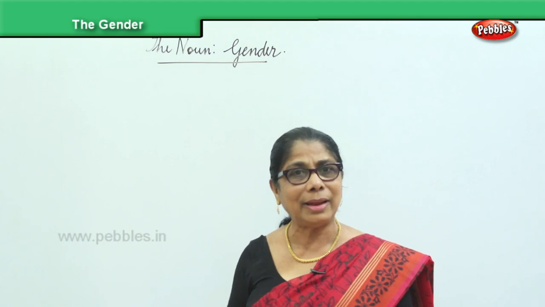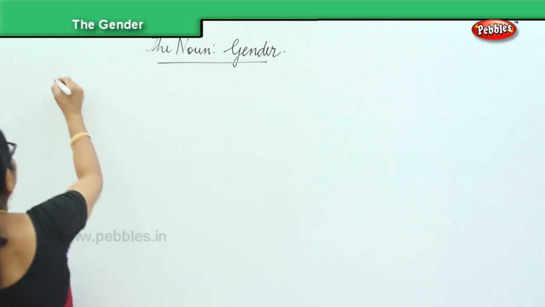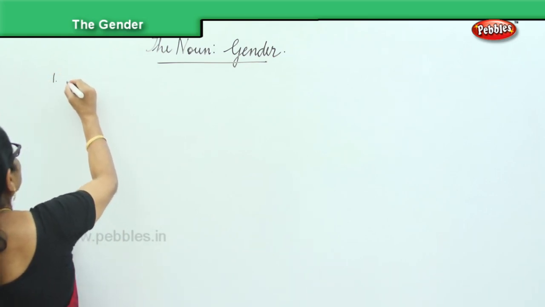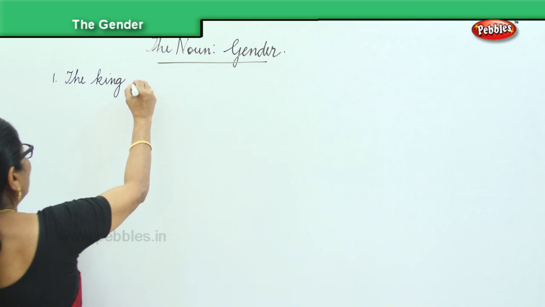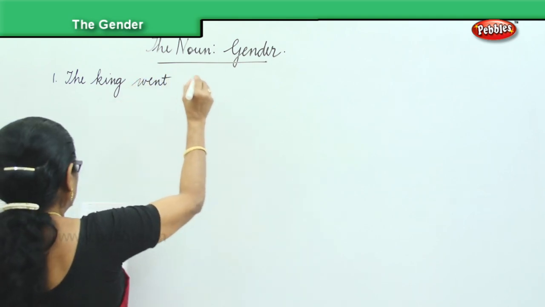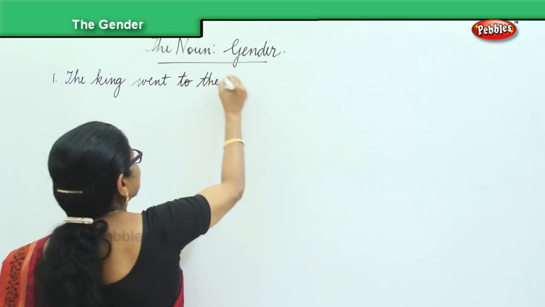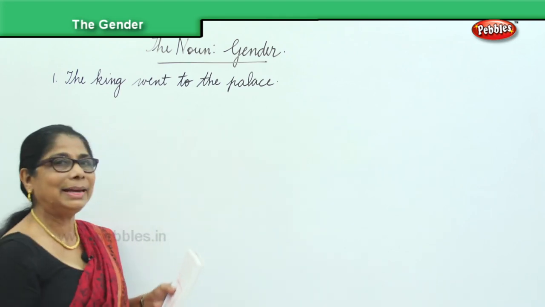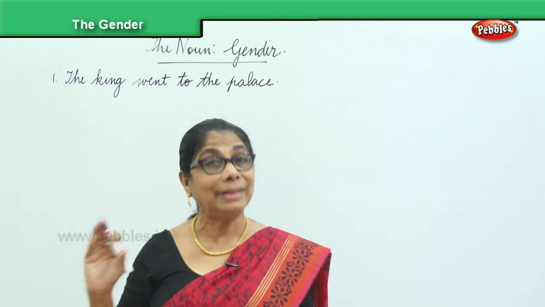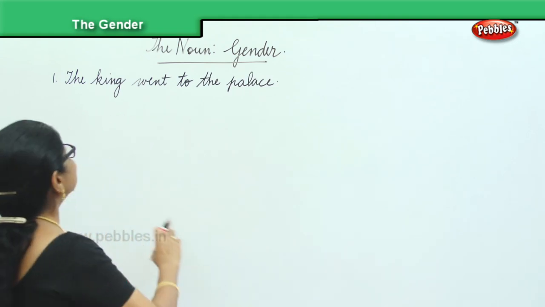First I will write the masculine sentences, and we will change that and write the feminine sentence. I'll do one, then you'll understand. First, the king went to the palace. Now, the king went to the palace. That is a masculine gender. Now, what are we going to change here? The king. So, the king will become queen. That's all very simple. So, this is masculine gender.